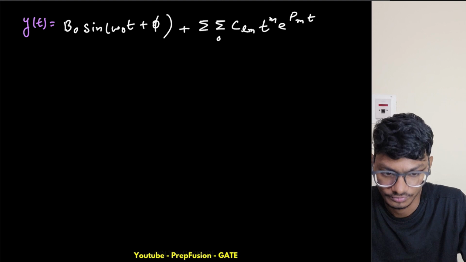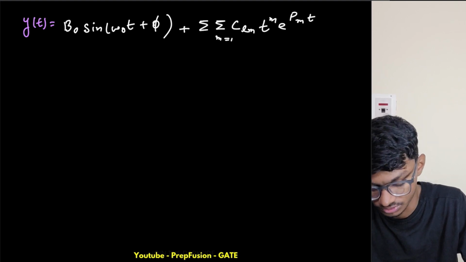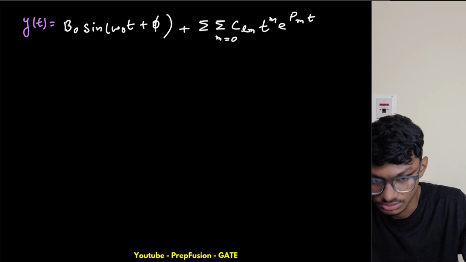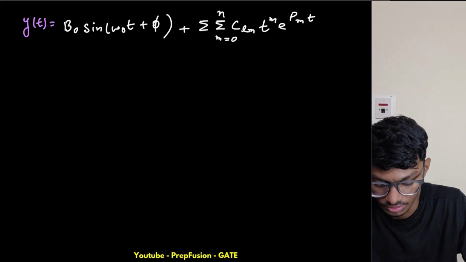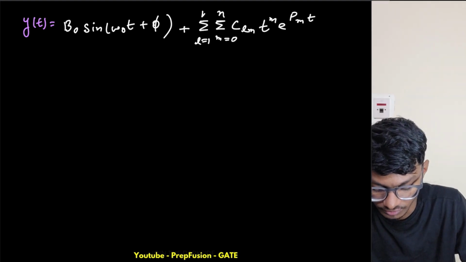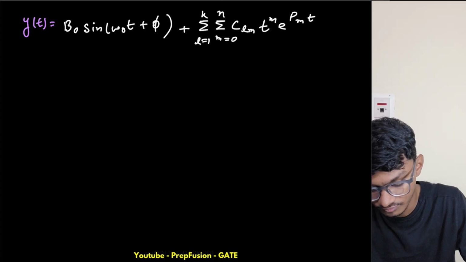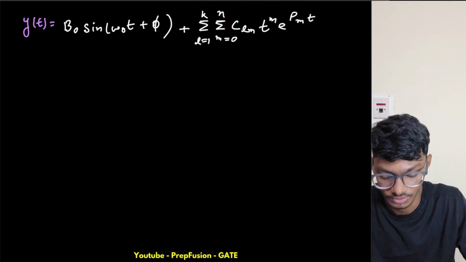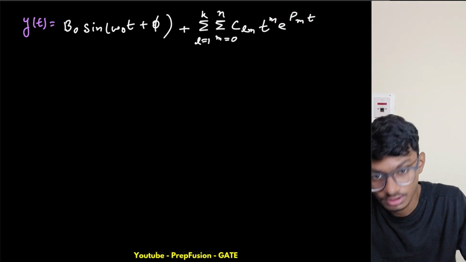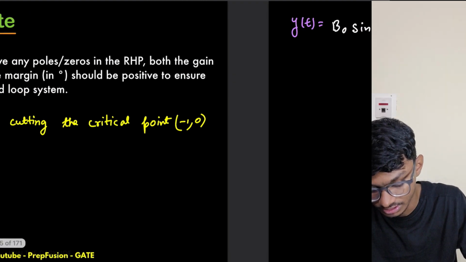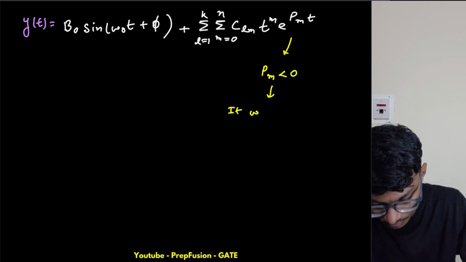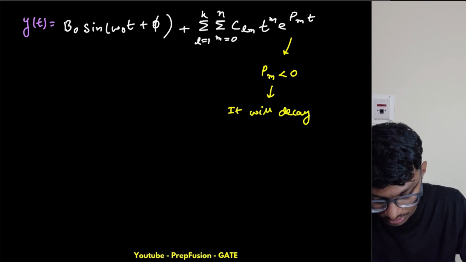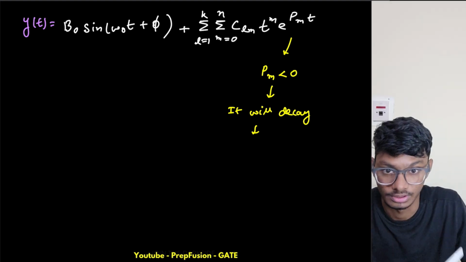And this m was going from 0 to some value n, right? And this L was going from 1 to some value k. I'm not very interested in all these things. I'm just interested in the form. I'm interested in pm. If this condition is satisfied, then my pm will always be less than 0, hence it will decay, hence my response will be stable.